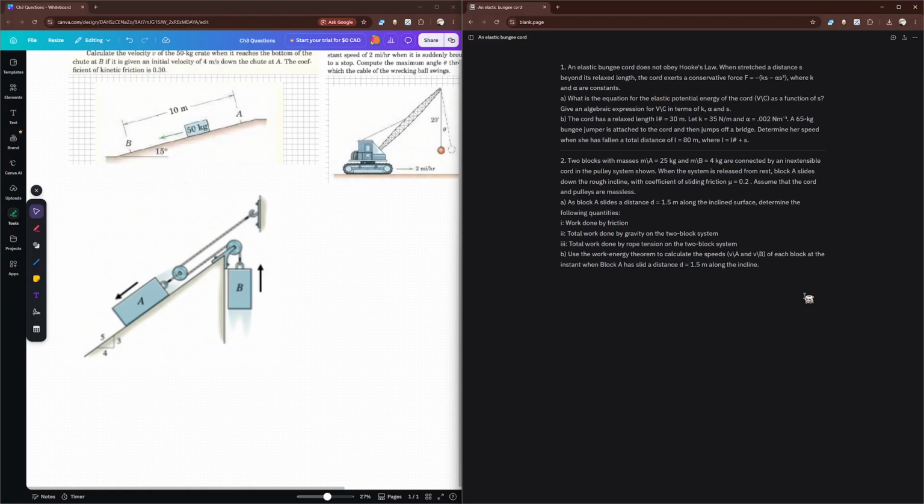Okay, hello. This is the theory for chapter 7, which is work and energy. Also, there's a question about conservation of energy, which is chapter 8. So that's mixed in here as well.